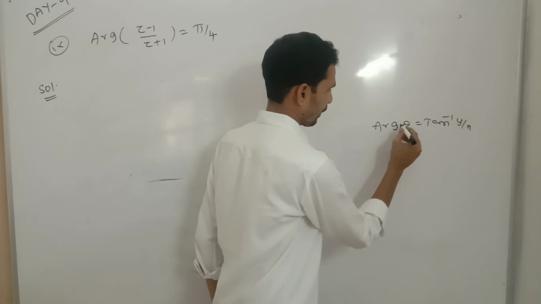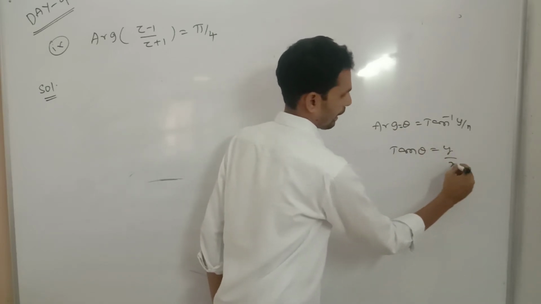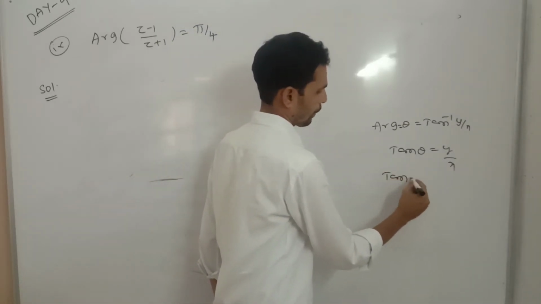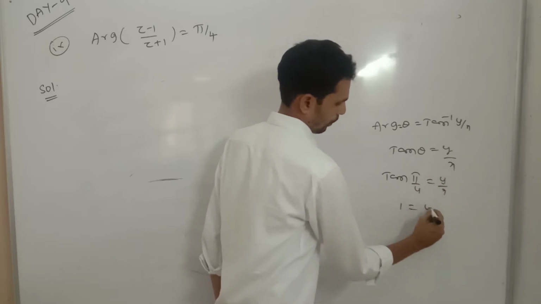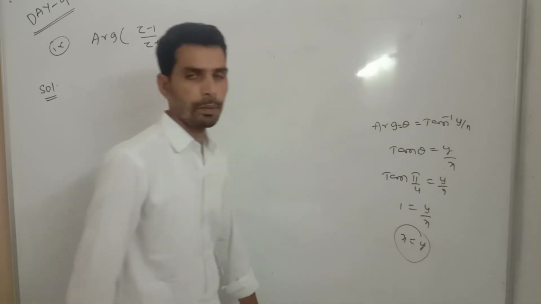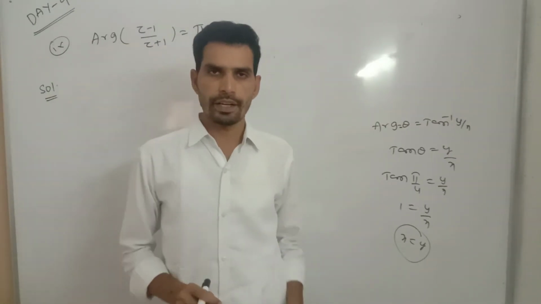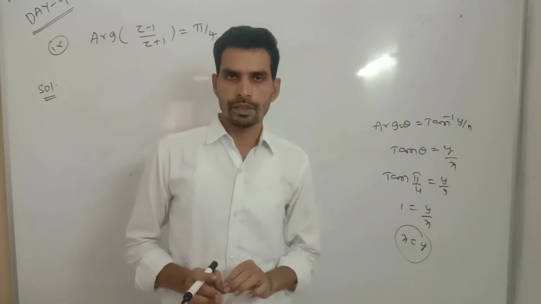Therefore, indirectly tan theta is equal to y by x. Put theta is equal to 45. Tan pi by 4 is equal to y by x. So 1 is equal to y by x. Therefore x is equal to y. Indirectly, real part is equal to imaginary part. Theta is equal to pi by 4, real part is equal to imaginary part.